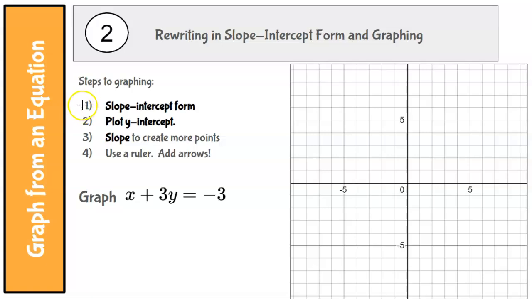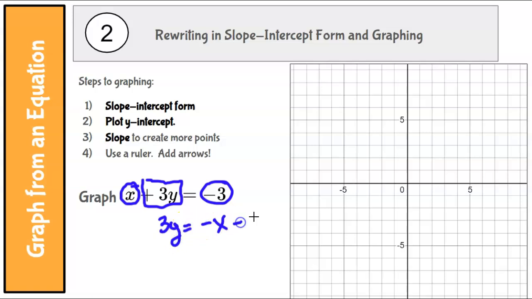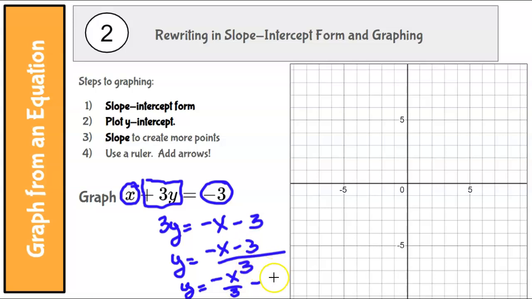So first, let's put it in slope-intercept form. So I'm going to put a box around the y term, circle all the other terms, move the x over to the other side, and it was a positive x over here, so it's going to be a negative x over here. And then I'm going to divide each term by 3. So I'm going to get y equals negative x over 3 minus 3 divided by 3 is 1.